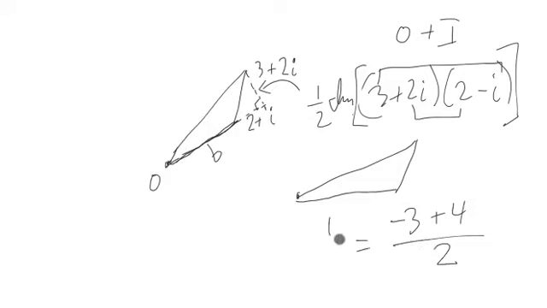Notice that this is just a half. We just found the area of the triangle. It was 1/2. We did it fairly quickly. We just took 3 plus 2i times the conjugate, 2 minus i, did the OI. We didn't even do the full multiplication. We just did half of the multiplication and halved it. Done. That was it.